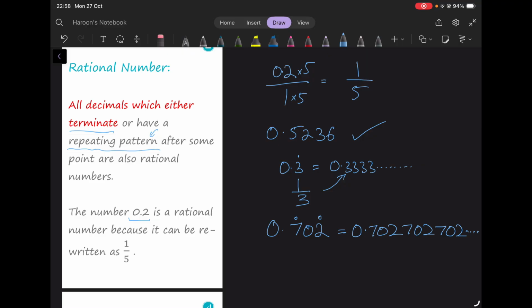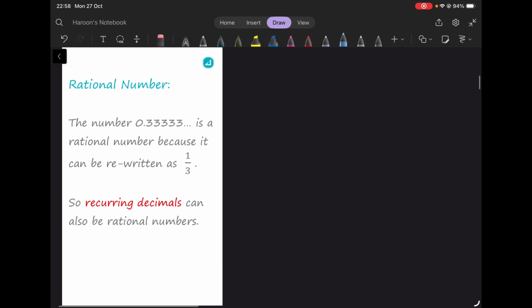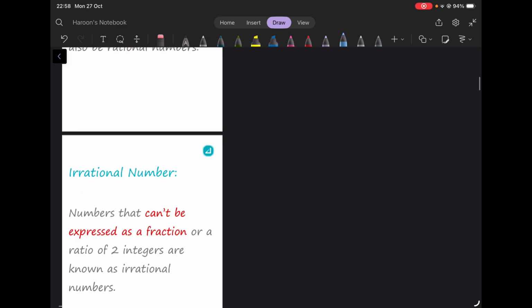So is it terminating? Not really. If it is not terminating, then there is a chance this won't be a rational number. Then we'll figure out if there is a repeating pattern. If there is a repeating pattern, then it would be a rational number. Okay. So this has a repeating pattern, so this is also a rational number. So over here you can see 1 by 3 repeating pattern, so this would be a rational number.